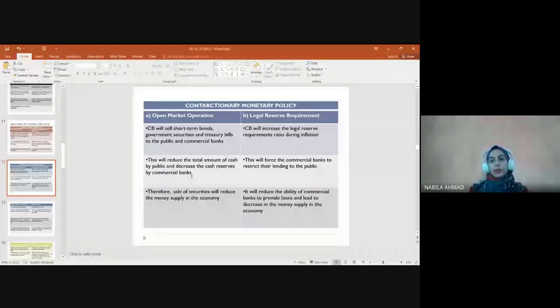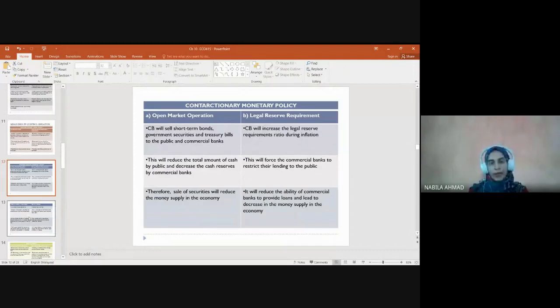So government akan sell the security to the public lah. Kalau legal reserve requirement, central bank will increase the legal reserve requirement. This will force the commercial bank to restrict their lending to the public. It will reduce the ability of commercial banks to provide loans and lead to a decrease in the money supply. So central bank akan naikkan legal reserve requirement ratio. Jadi commercial bank akan letakkan cash ke dalam central bank dengan banyak. So kuranglah untuk mereka memberi pinjaman kepada orang, jadi money supply akan reduce.